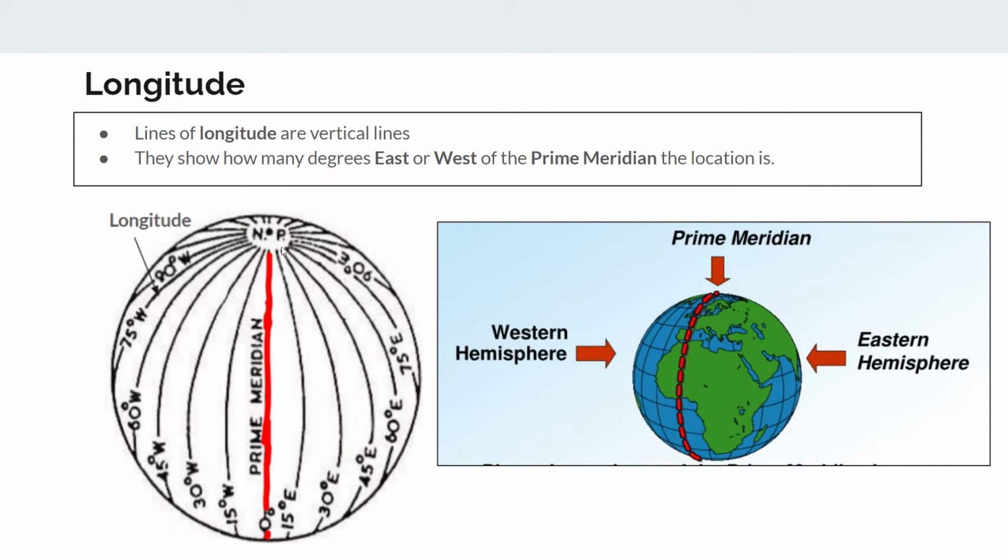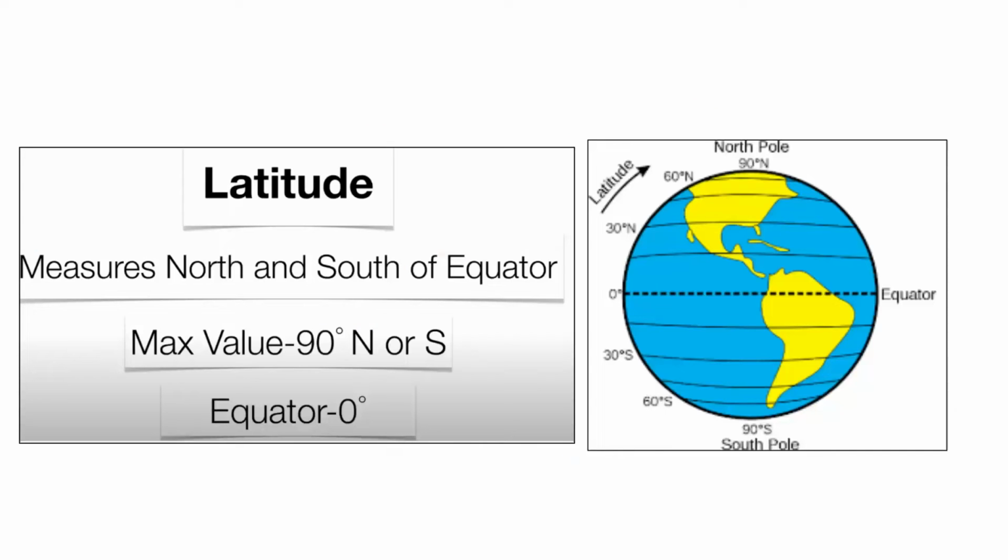It's a 0 degree vertical line, and it actually goes through a place called Greenwich in England. And from this line, we can see how many degrees east we're going from the prime meridian, and how many degrees west we're going from the prime meridian, using our lines of longitude, these vertical lines. So longitude helps us figure out how far west and east we're going, and latitude helps us figure out how far north and south we're going from the equator.